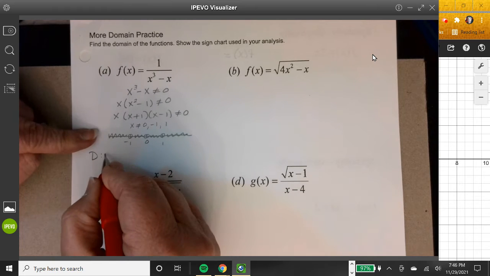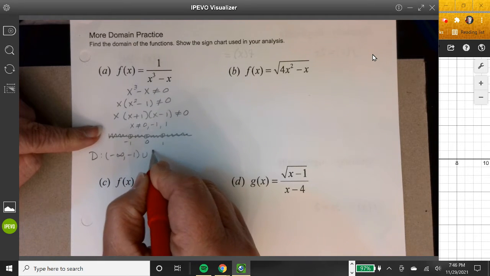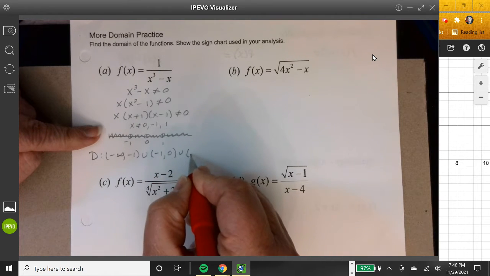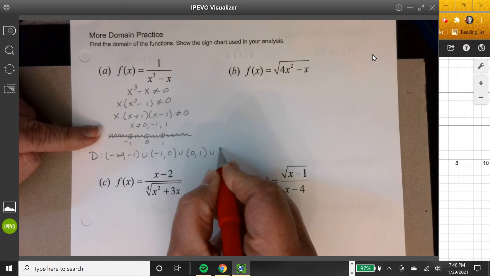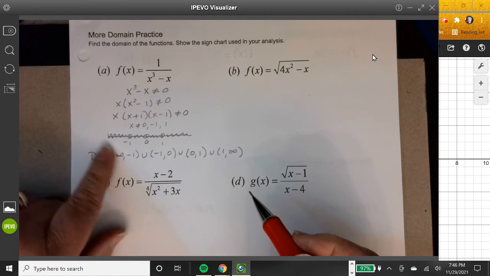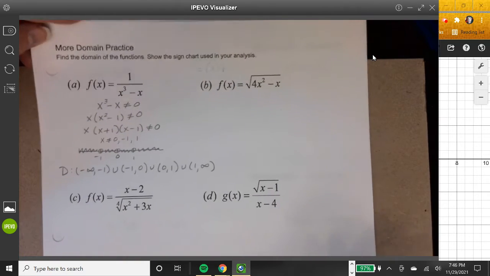So that'll be negative infinity to -1. Have to hop over -1, go from -1 to 0, union with 0 to 1, and union with 1 to infinity. Okay, because that covers all the number line. All right, not too bad.